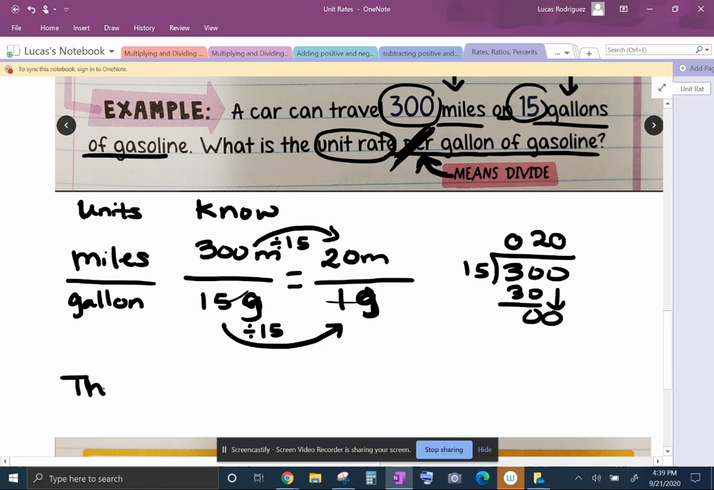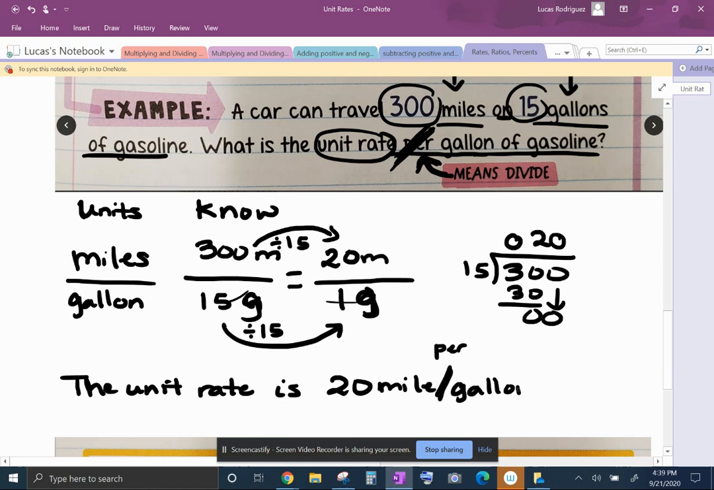I would say the unit rate is 20 miles per gallon of gasoline. I'll just put of gas.